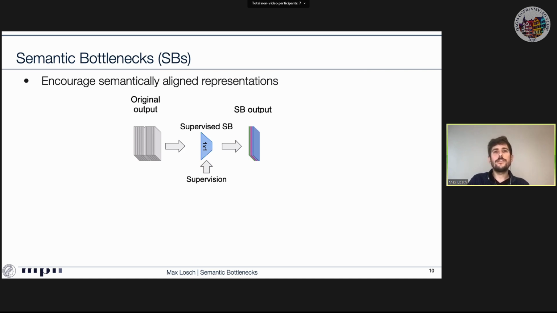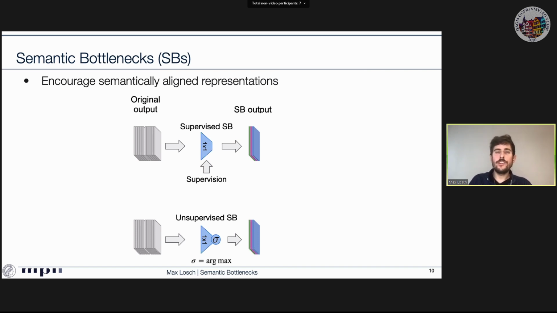Since this annotated data is hard to come by, just for the sake of interpretability, we also explore a second variant, the unsupervised semantic bottleneck, as was mentioned before. And since we cannot explicitly supervise each of these channels with regard to a particular semantic, we enforce these unsupervised semantic bottlenecks to have one-hot encodings at the output. We will show later that already using one-hot encodings is enough to strongly improve the semantic alignment.